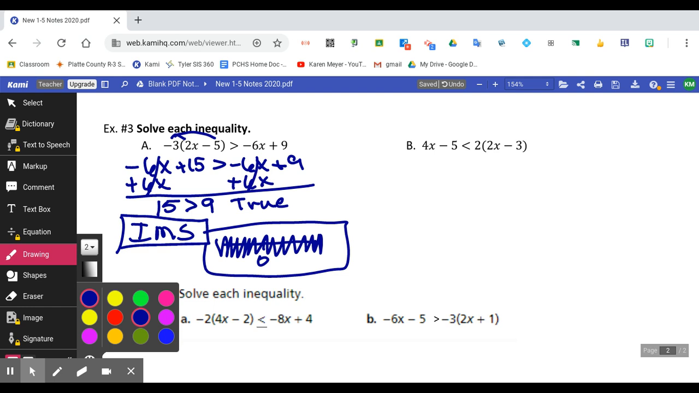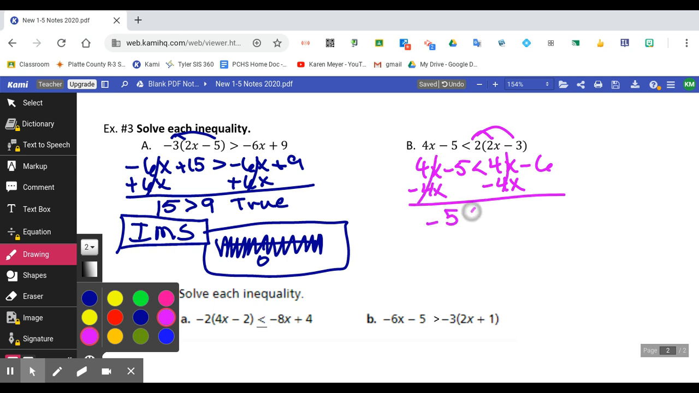So let's look at the second one. Start with distributive property. And then after distributive property, I'm going to move my 4x, so I'm going to subtract it. And I get negative 5 is less than negative 6.